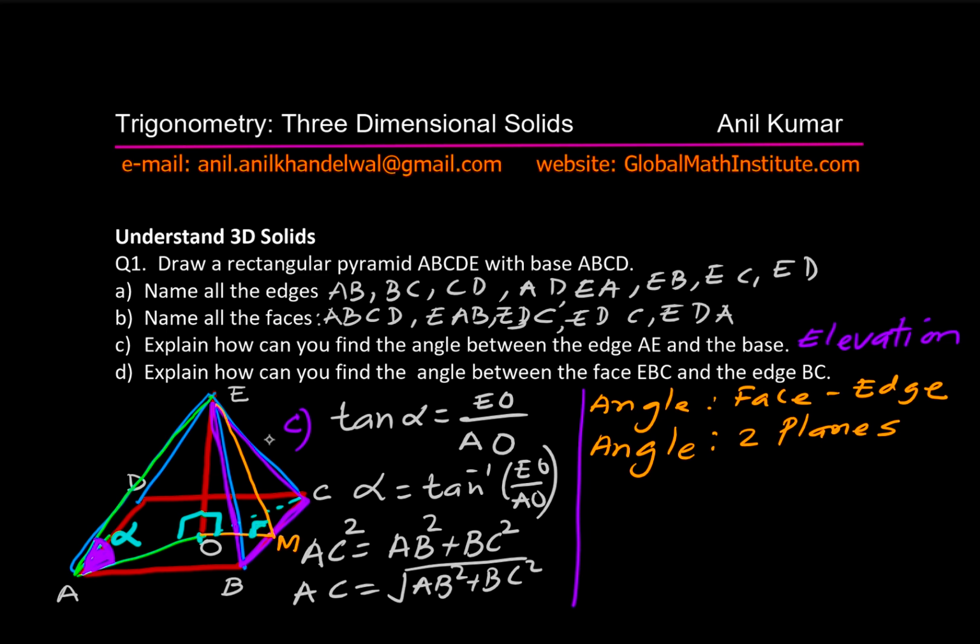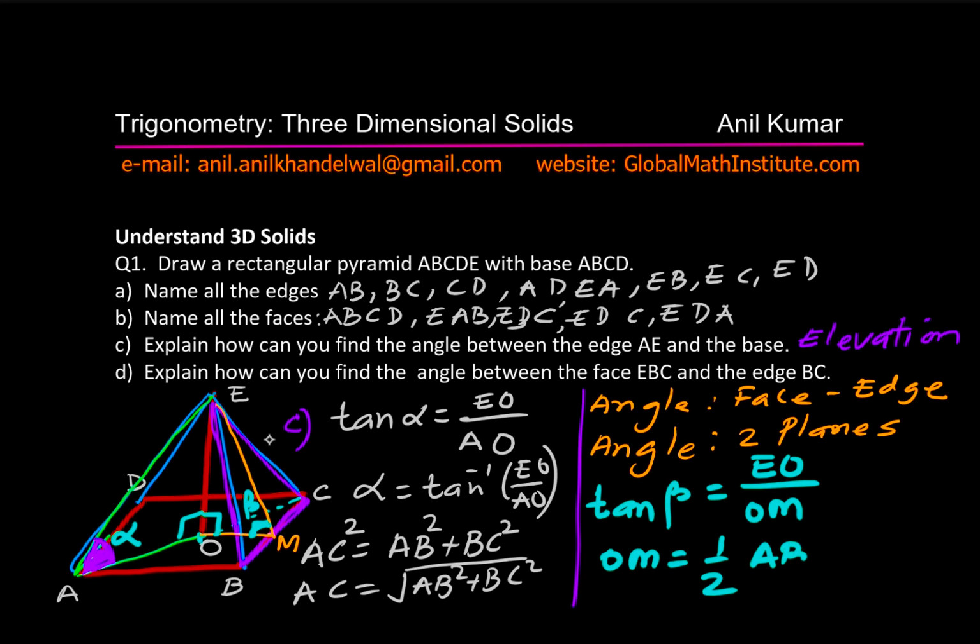Let me write this as beta. So that is the angle beta which we need to find. And this height is at right angles. So we can now write that tan beta is equal to the opposite side EO, the height of this pyramid, over OM. And that is how you find the angle beta, where OM will be half of the length AB.